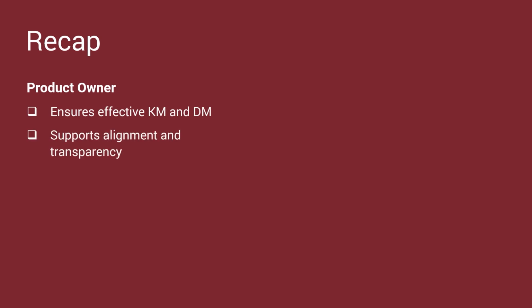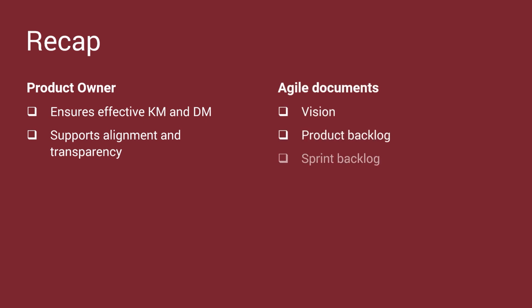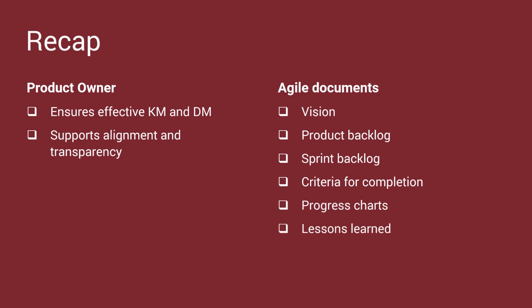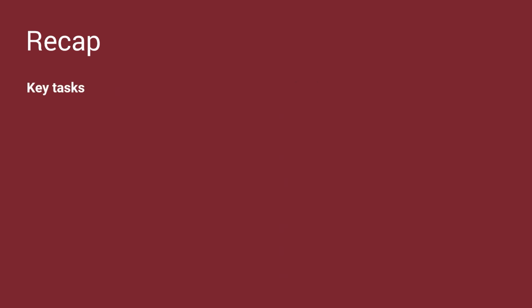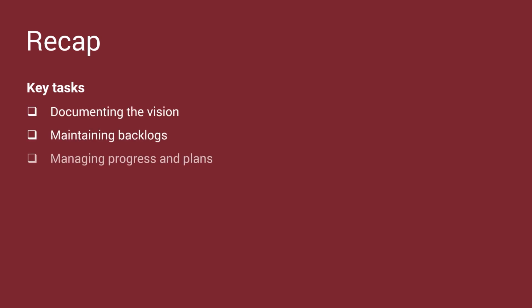In this video, you explored the role of the product owner in KM and DM in Agile. The product owner ensures effective management of knowledge and documentation to support alignment and transparency. The Agile documents include the vision, product backlog, sprint backlog, criteria for completion, progress charts, lessons learned, release plan, and issue log. The key tasks of the product owner include documenting the vision, maintaining backlogs, managing progress and plans, and promoting knowledge sharing.